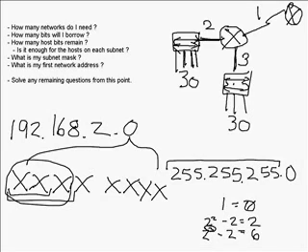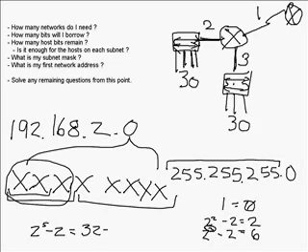Now the question we also need to ask is, how many bits will remain for hosts? Well, obviously 5 bits will remain for hosts. These 5 here. How many hosts will I be able to support? Well, again, 2 to the 5th minus 2 is how many hosts we'll be able to support. 2 to the 5th is 32, minus 2 is 30.